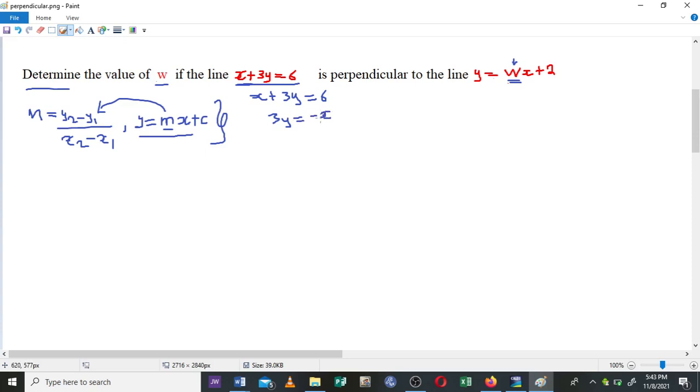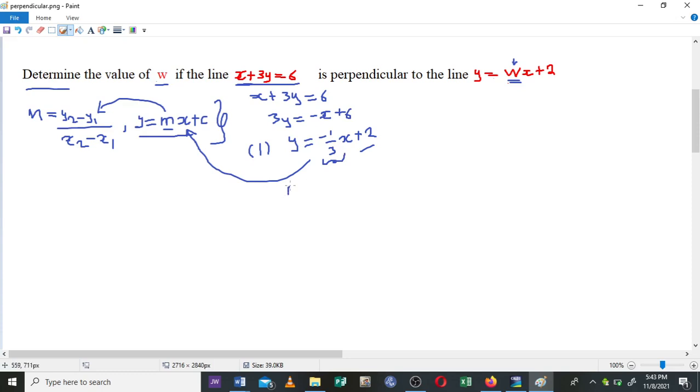That's negative x there, plus 6. Then finally we are going to have negative 1 over 3 x plus 2, because 6 divided by 3 gives you 2. Now what you need to do at this stage is to compare this equation to the general equation of a straight line. So this tells you that negative 1 over 3 is the value of the gradient for this equation.